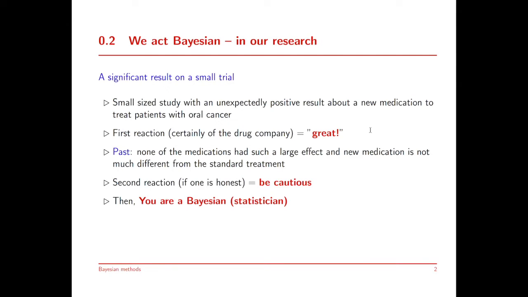We also are Bayesians in our research. Suppose a small-sized study with an unexpectedly positive result about a new medication to treat patients with oral cancer was presented. The first reaction of the company was probably, that's a great result. But then the clinical experts and investigators meet and they look at similar medications of the past, and they conclude that none of them had such a large effect. So why should this have this large effect? So the second reaction will be, let us be cautious. If that is the case, they're Bayesians.